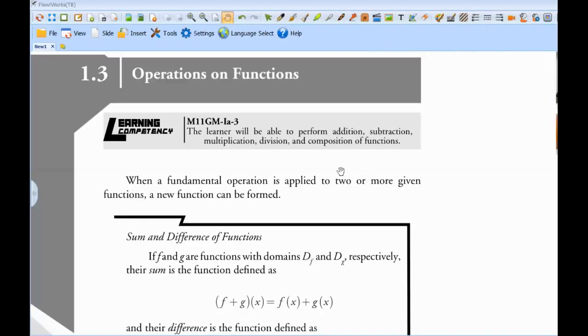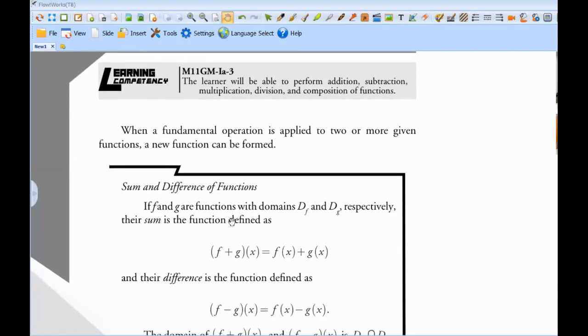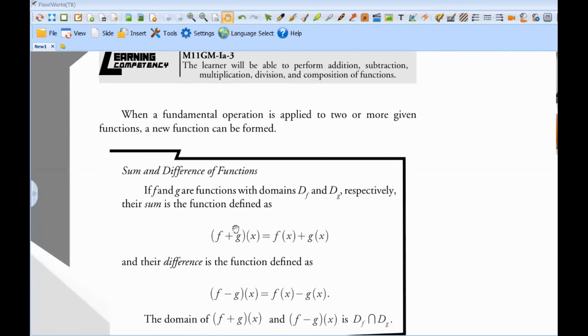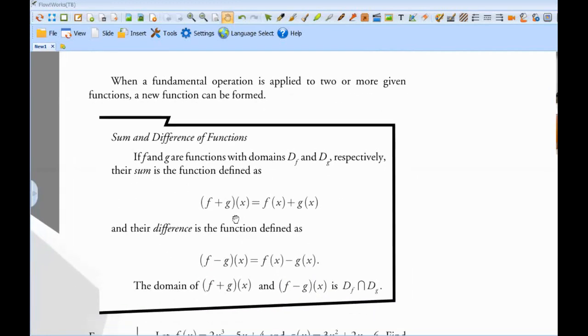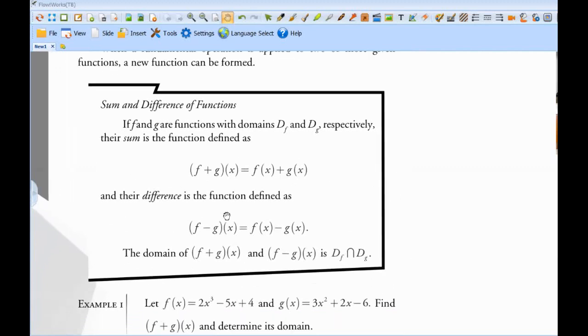So, operations and functions. The learner will be able to perform addition, subtraction, multiplication, division, and composition of functions. When a fundamental operation is applied to two or more given functions, a new function can be formed. First, we have the sum and difference of functions.